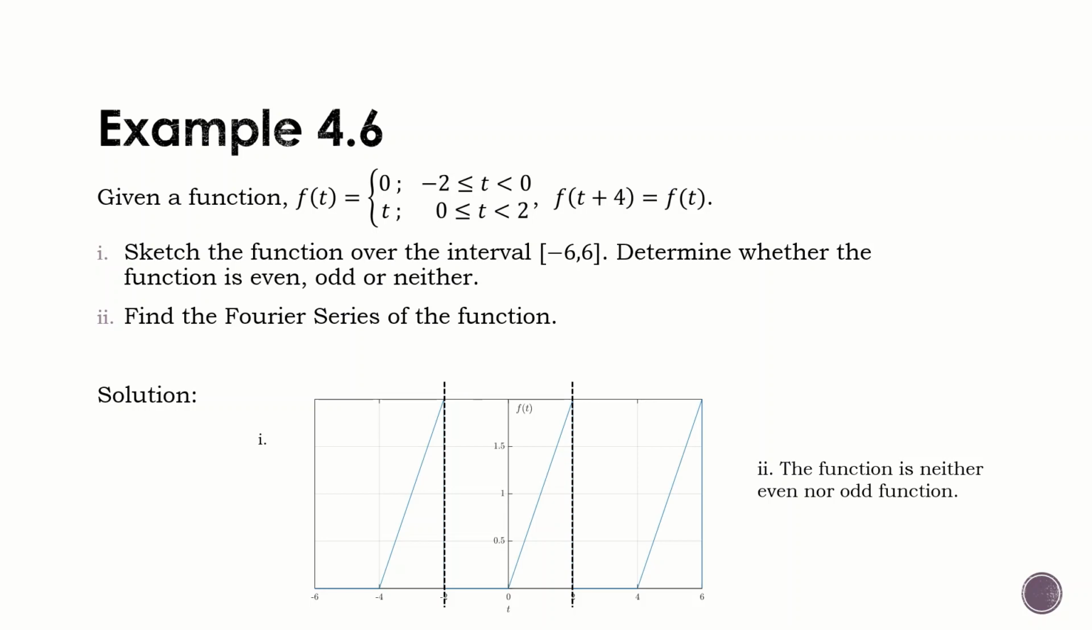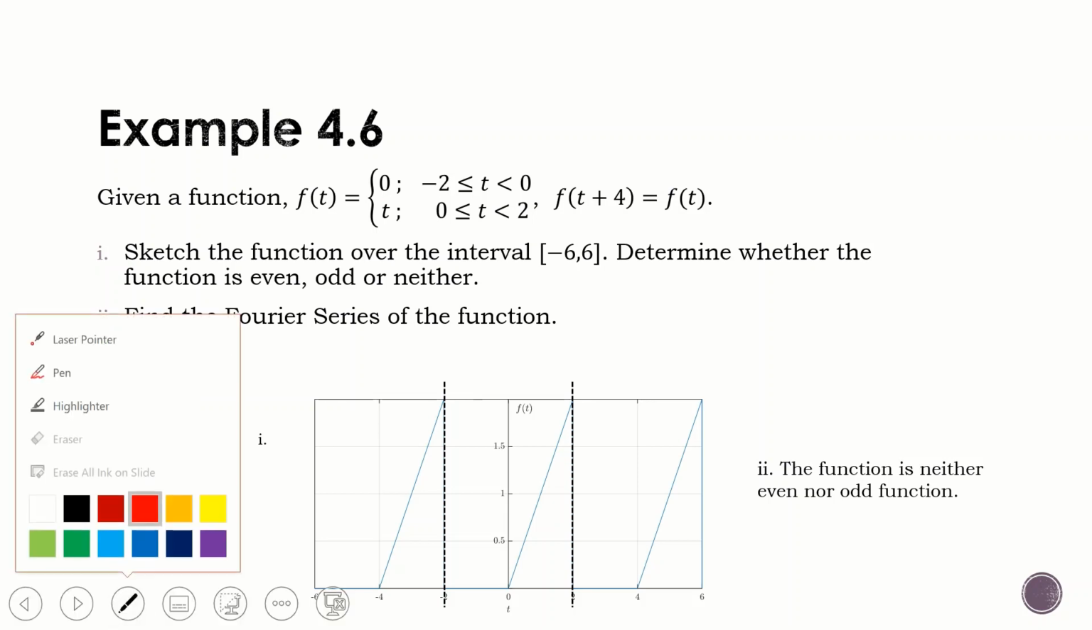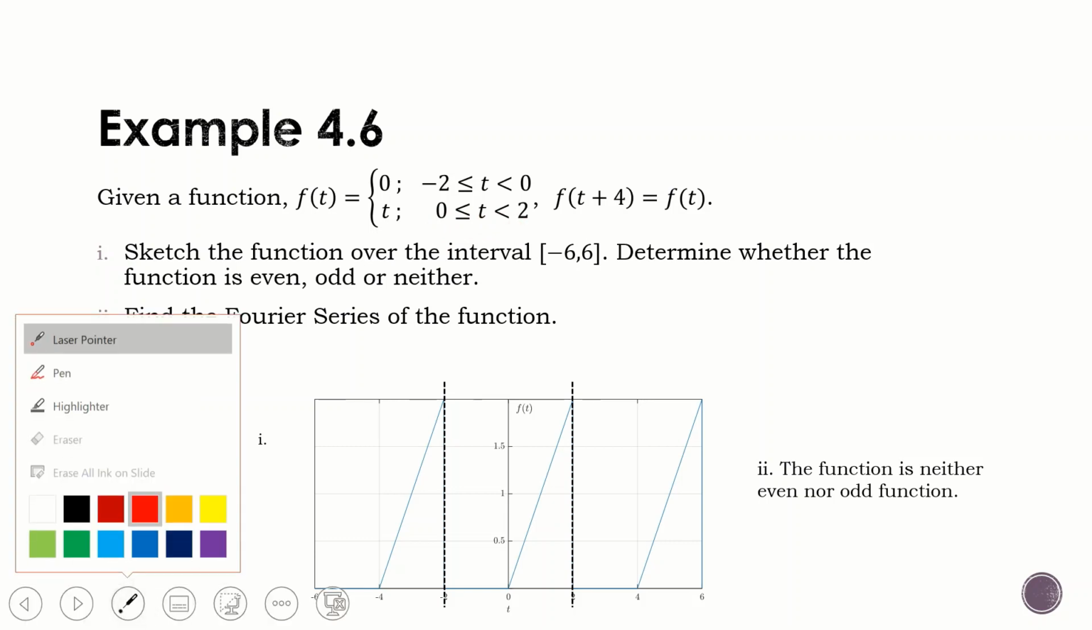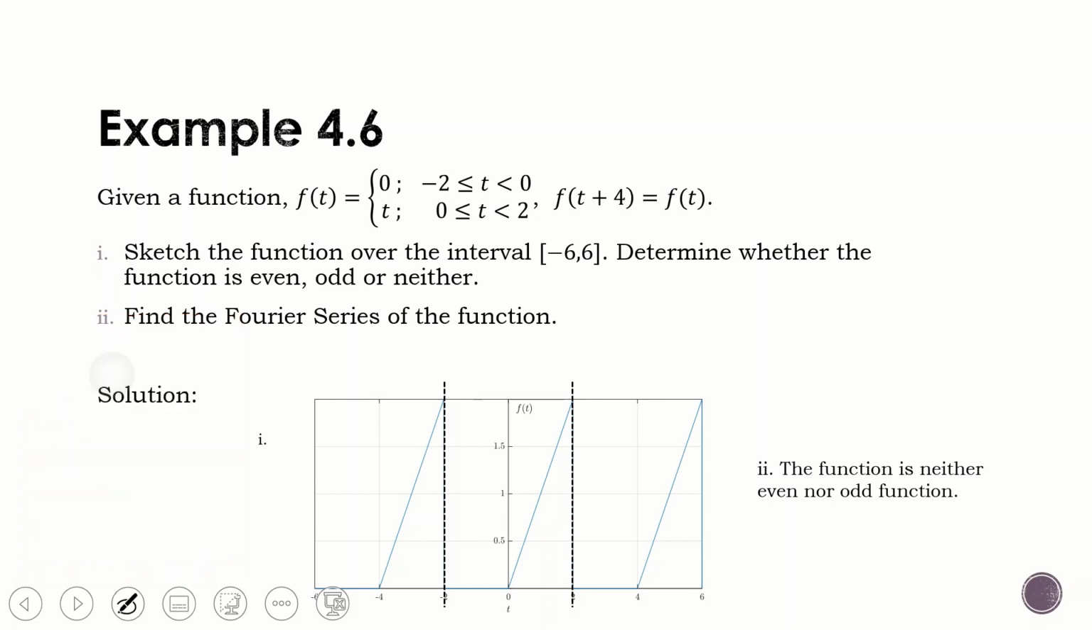When t is from -2 to 0, the function is 0. So f(t) equals 0 when t is from -2 to 0, and f(t) equals t when t is from 0 to 2. Okay, so when we recall what a periodic function is, it is a function that is plotted from -L to L, which has a fundamental period T equals 2L.